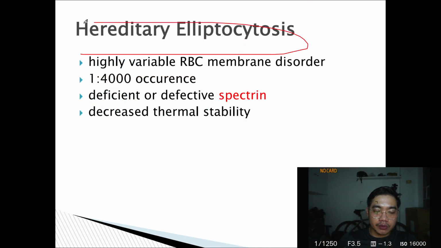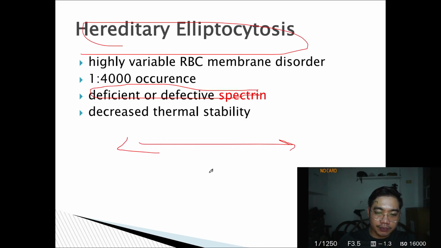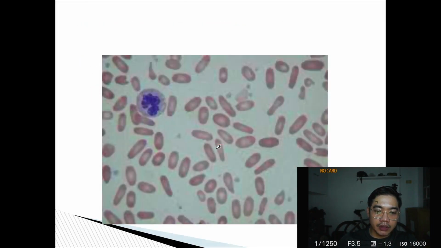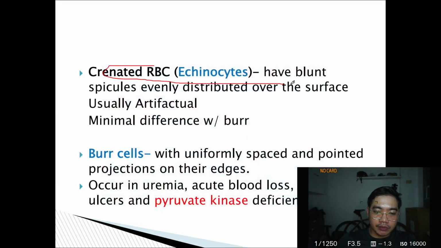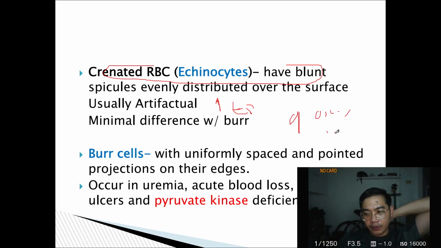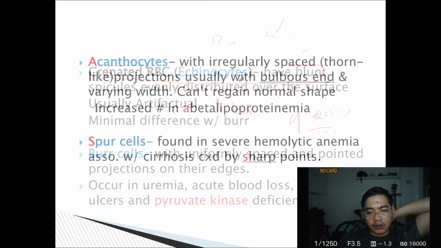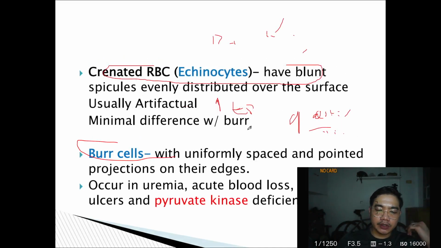So hereditary elliptocytosis: deficient or defective spectrin, problematic horizontal support, decreased thermal stability, so elliptocytes. We also have your crenated RBCs, your echinocytes. Usually these are artifactual, with an increased EDTA ratio. This is due to the high osmotic content of your anticoagulant. You have lots of dissolved solutes from your anticoagulant. That's why they crenate. We also have your Burr cells.